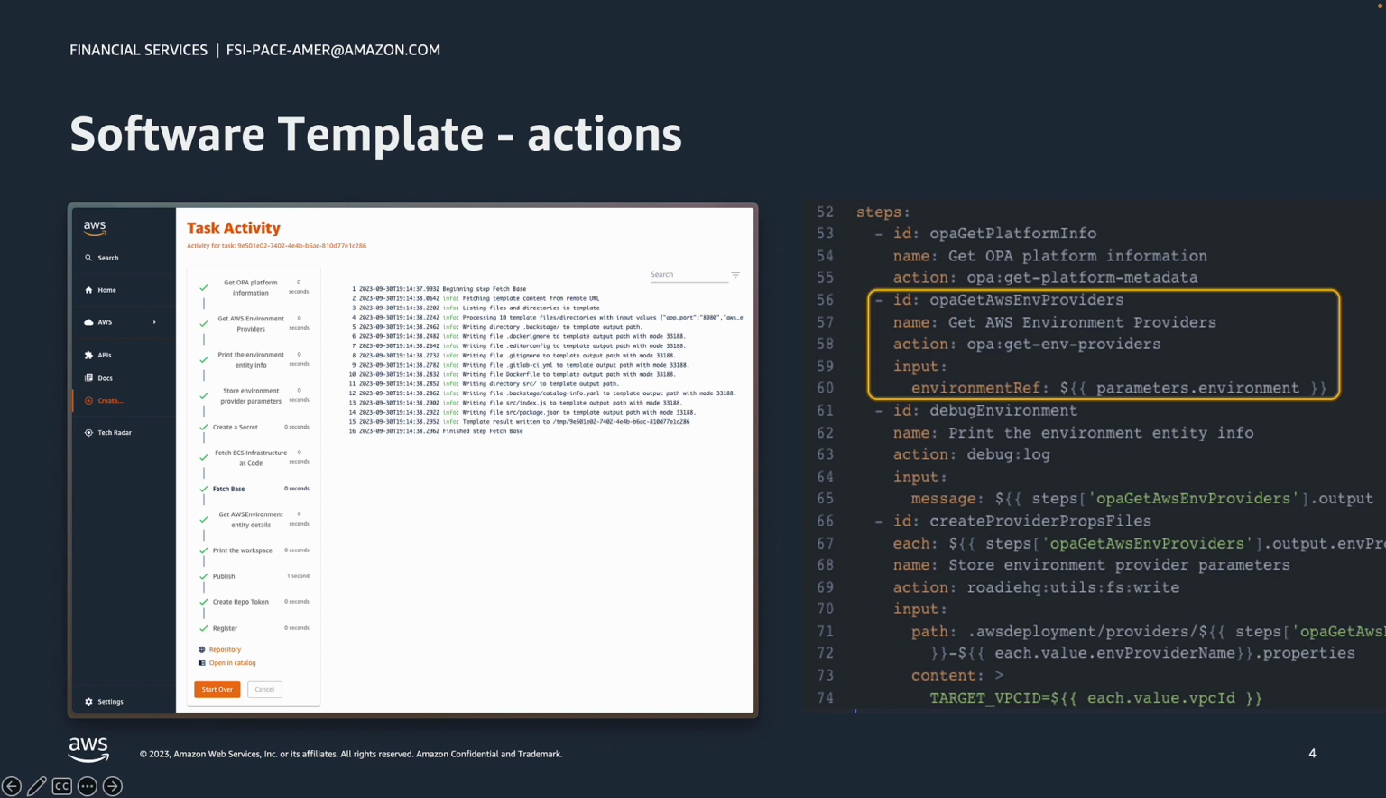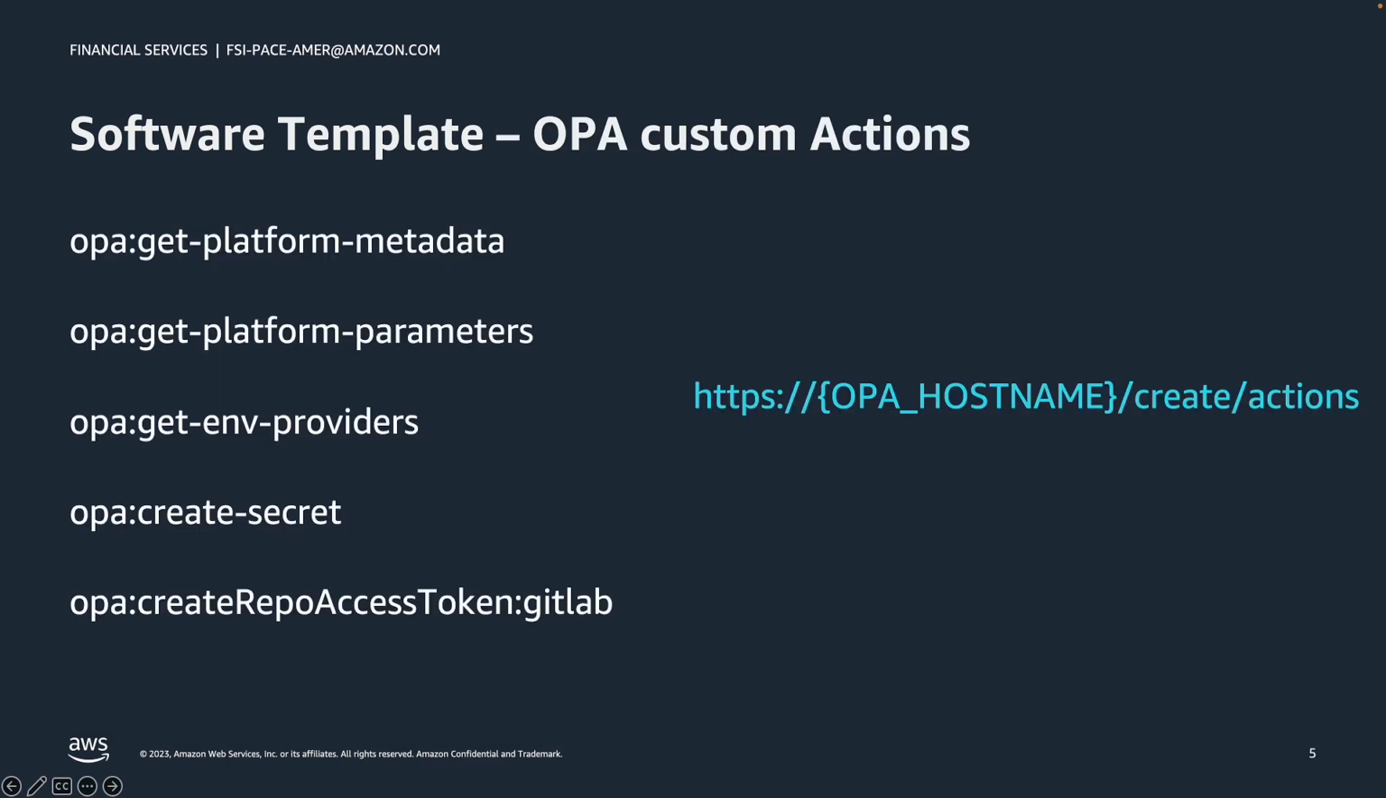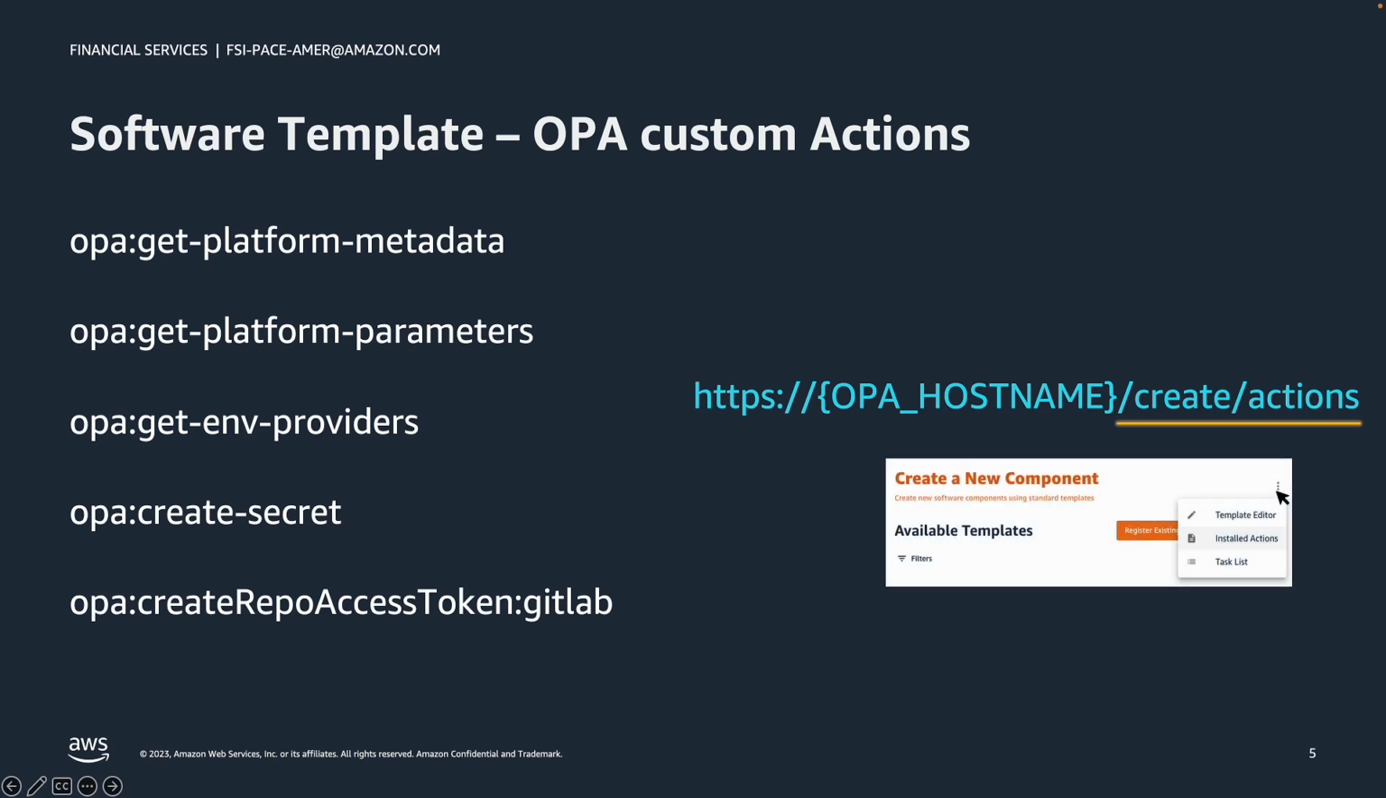Let's take a look at action identifiers provided by OPA on AWS that you can use when building your own templates. There are 5 key custom actions to cover, and they are all prefixed with OPA:. We'll go through these individually to describe their purpose and then describe a general pattern that you might use these actions in when building your own templates. Within your Backstage application, you can navigate to the /create/actions path or select installed actions from the action menu in the Create a New Component view to view a list of all available actions with their documented input and output parameters.